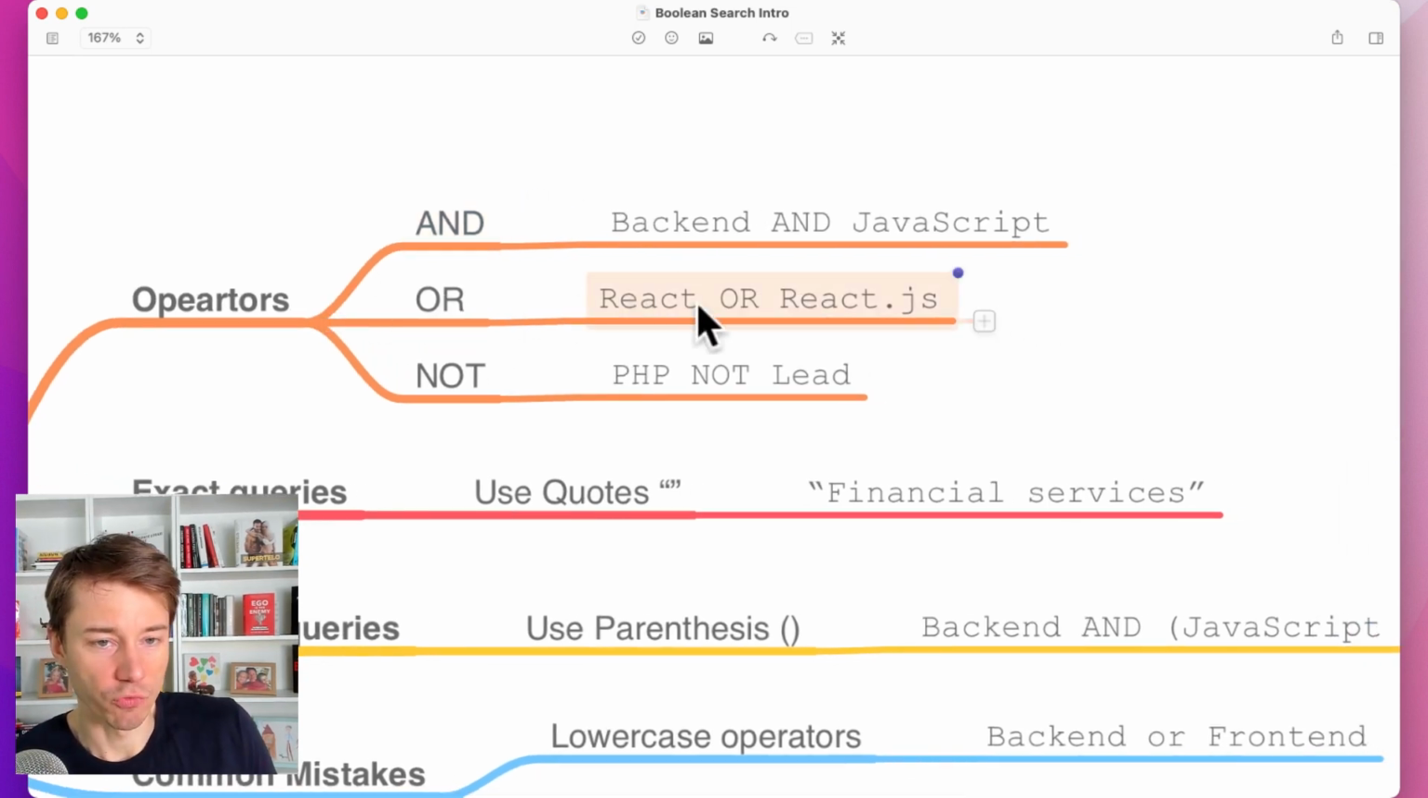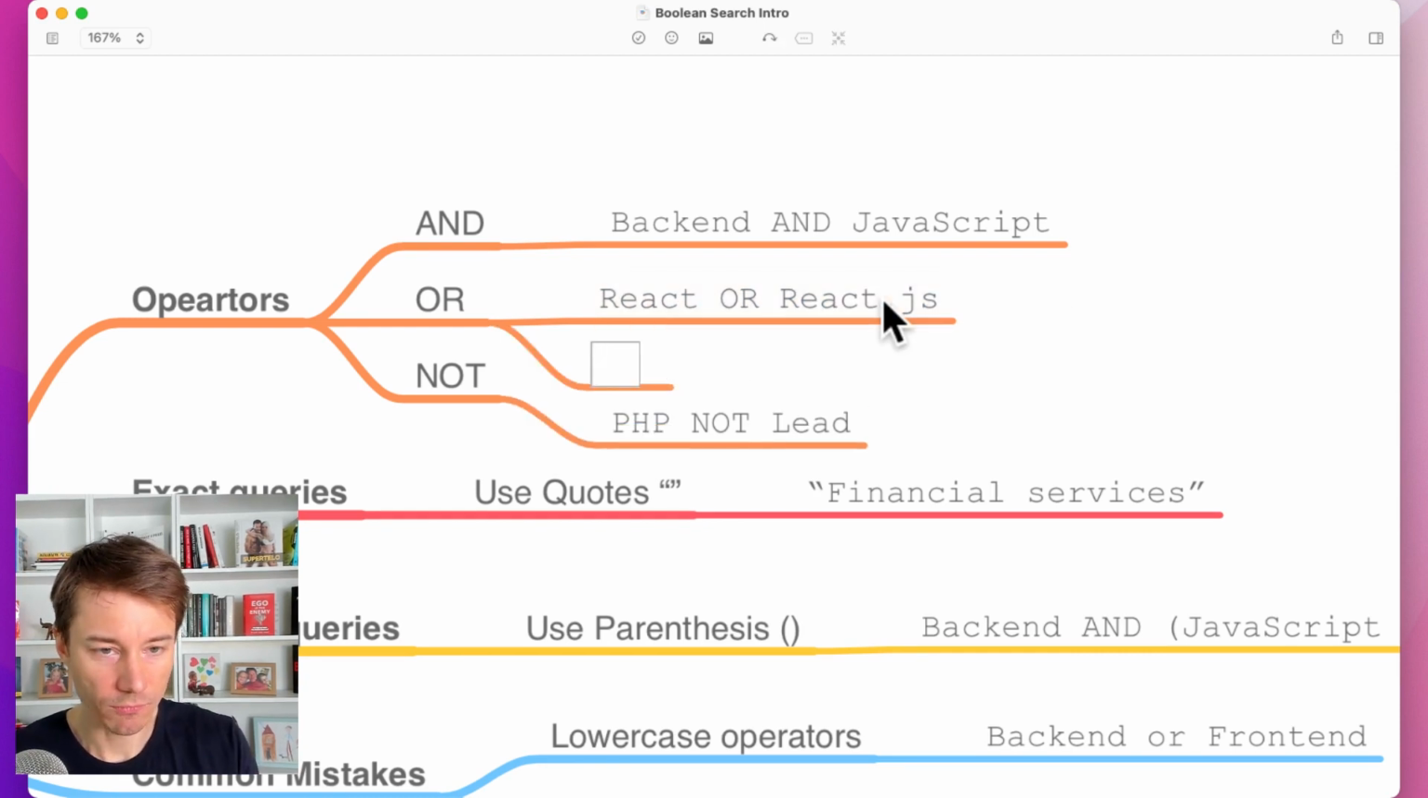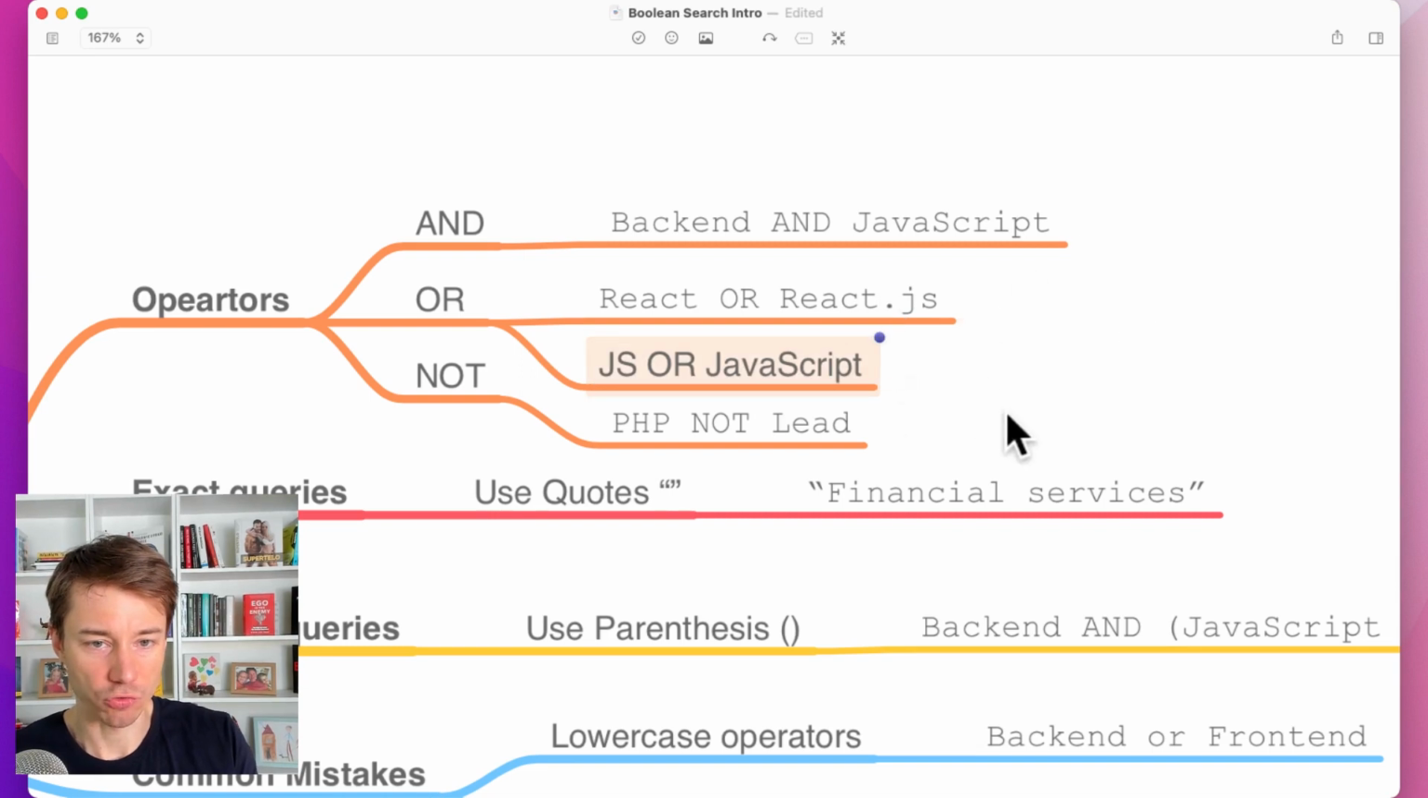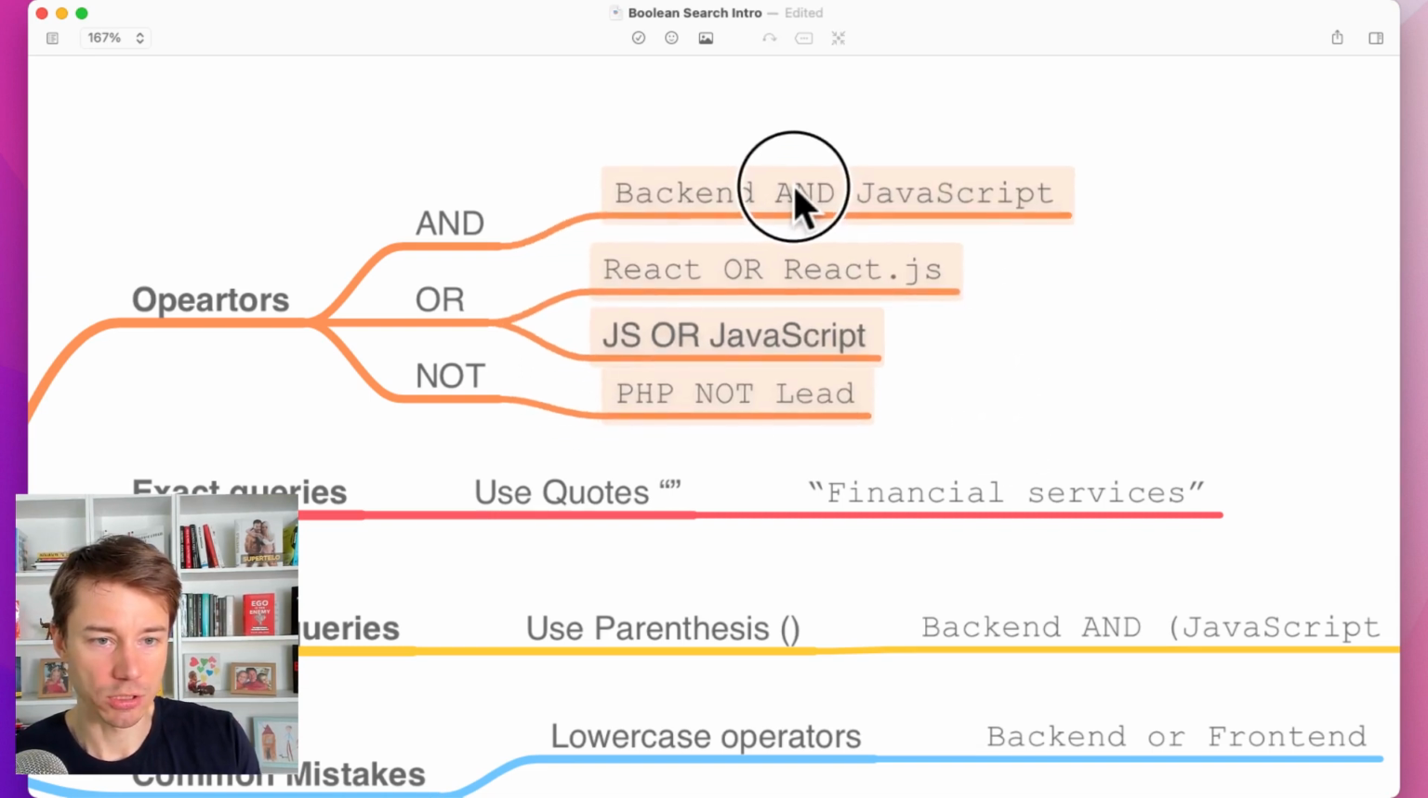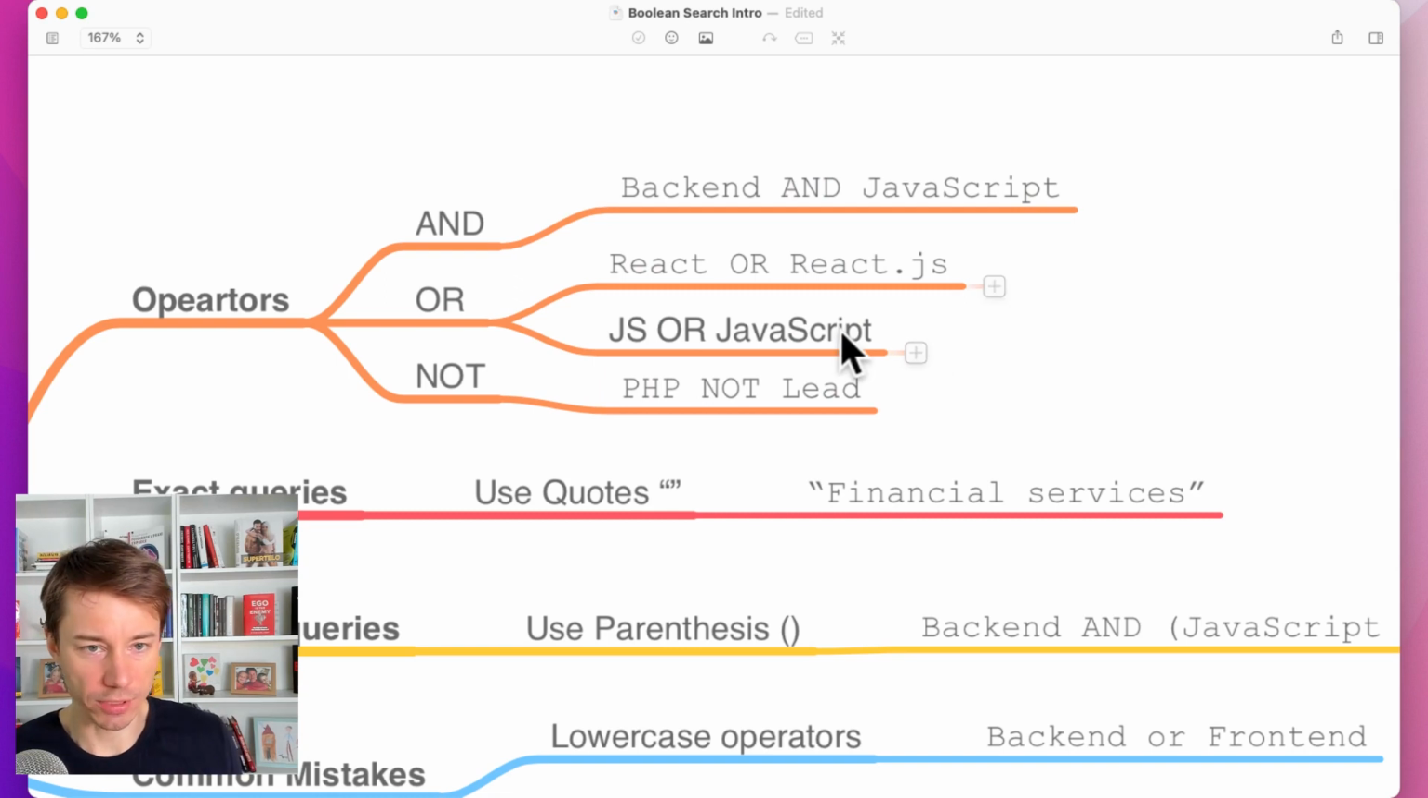or for example React OR React.js. Developers quite often write React without JS suffix, or they use React.js as it is supposed to be. Sometimes they write just JS, which stands for JavaScript. So you can have the Boolean, for example, JS OR JavaScript when you're looking for a JavaScript developer. Okay, so this is just one way. I'll walk you through different examples.